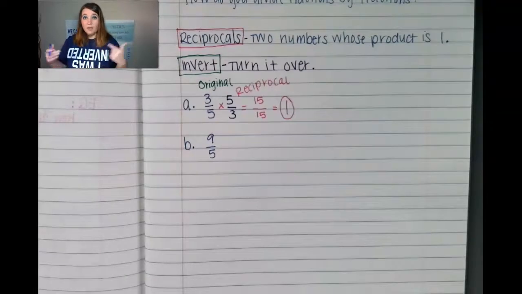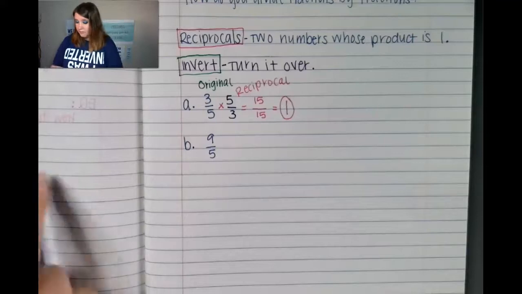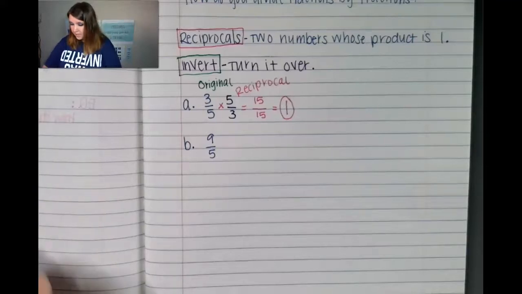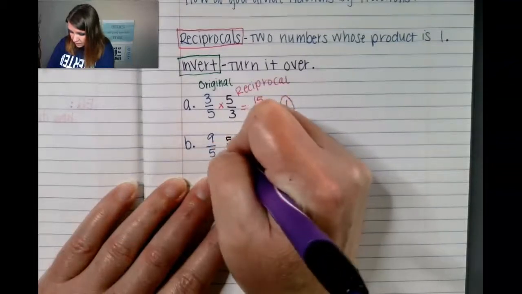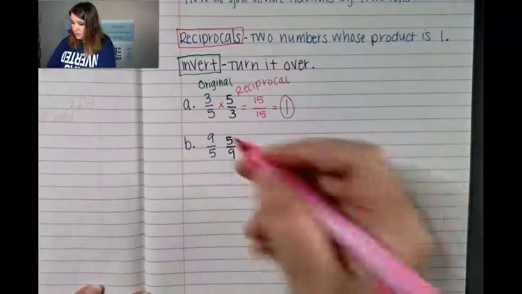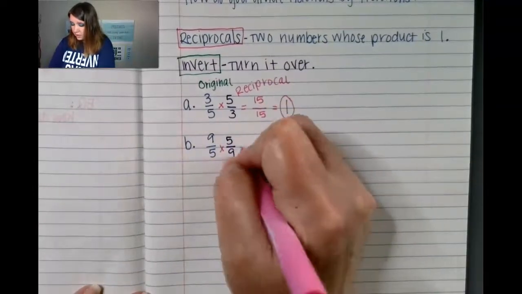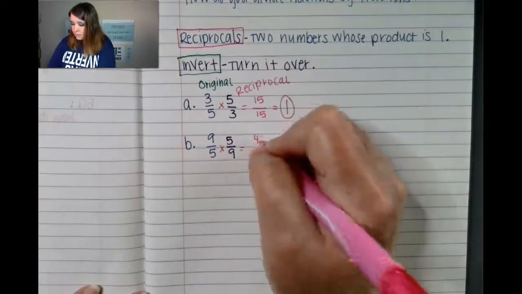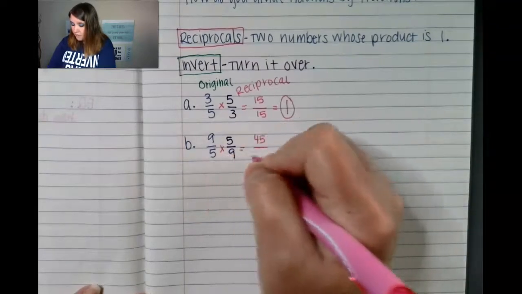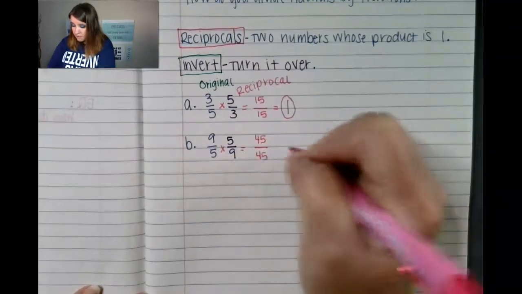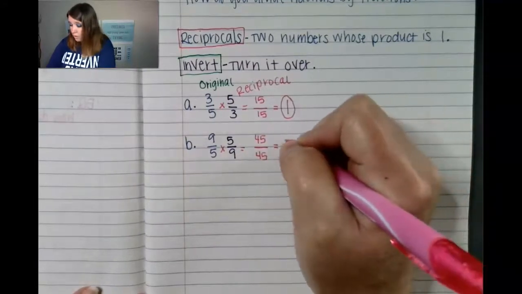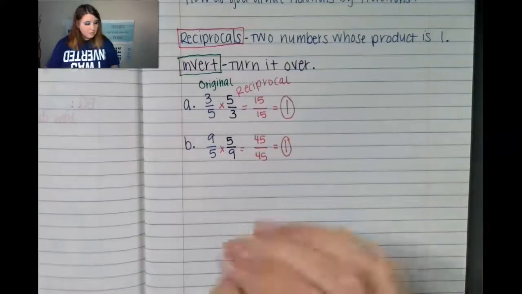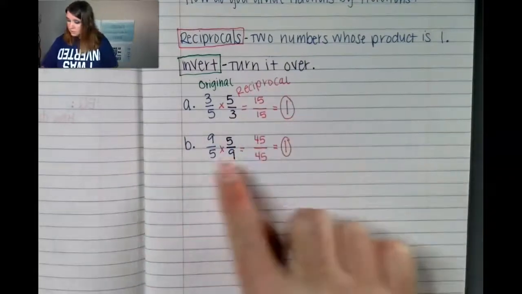So that means to flip it over like the planes, right? So I'd have to flip it over and fly upside down. So to fly upside down, I would be doing 5/9. And then I would multiply straight across. 9 times 5 is 45. 5 times 9 is 45. And that gives me 45 over 45, which is 1 whole. So this becomes its reciprocal.